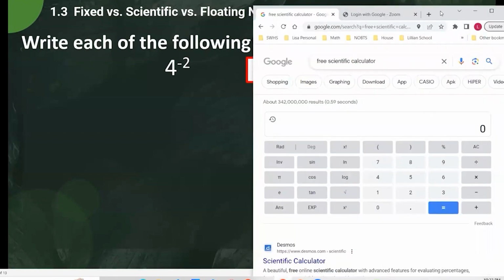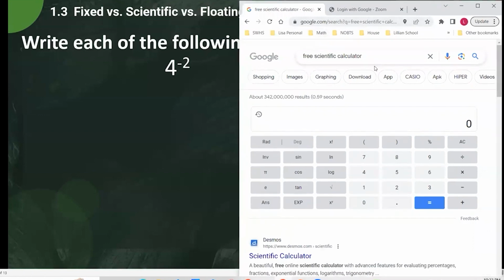So if you just Google free scientific calculator, this is what you get. And it's actually pretty decent. So I kind of like it. So I'm going to show you how to do these examples on this calculator because everybody can access this calculator on any device. You are going to do 4 to the negative 2. So on this particular calculator, you will do 4, and then you're going to do your exponent. And then to do a negative, you just do the minus sign 2.